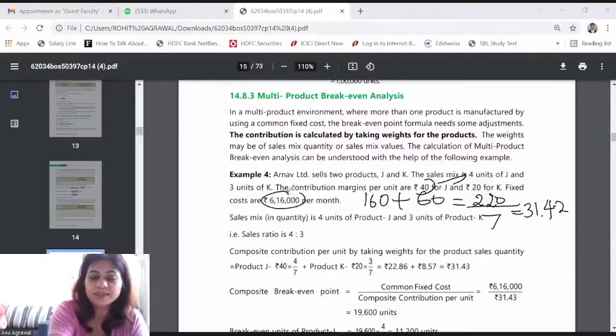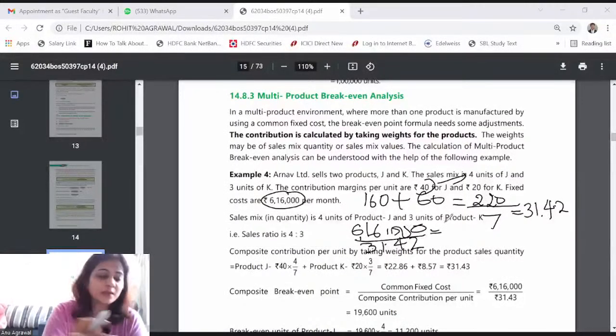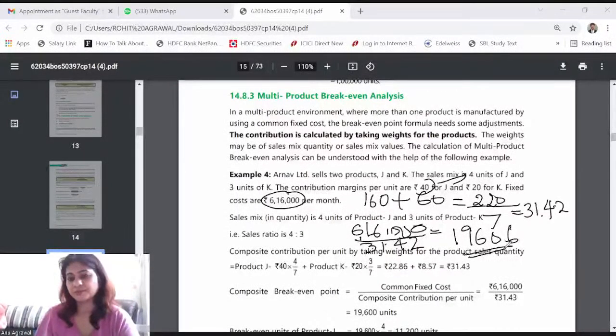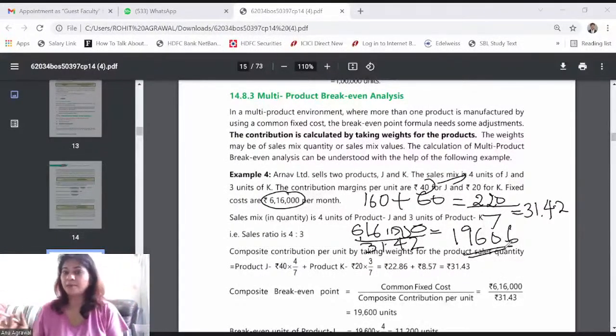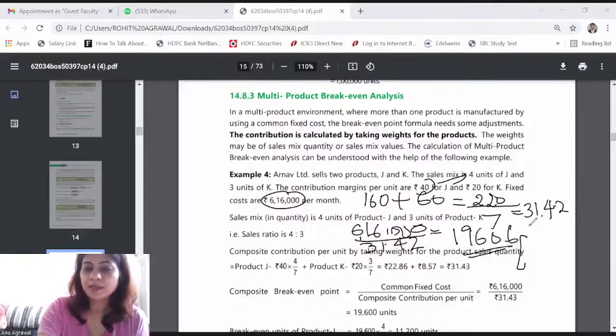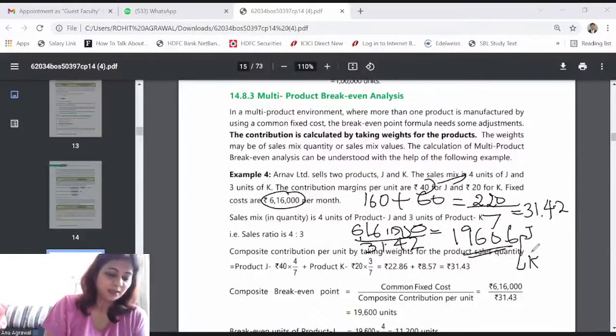So my break even would be 6,16,000 divided by 31.42. How much is it? 6,16,000 divided by 31.42. It comes 19,605. So I make it 19,660. This is a combined break even, but then I'll have to divide this between J and K. Can I do it? So 19,606 divided by 7 into 4.